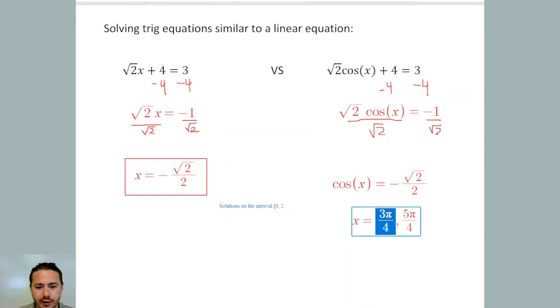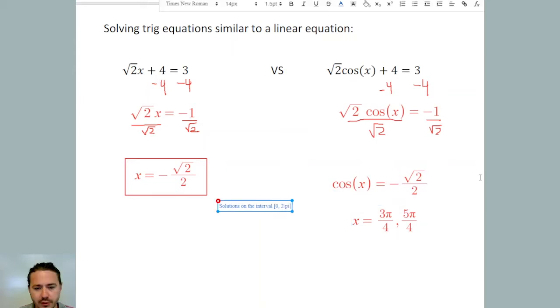Steal this little pi over here. I don't know if it's going to let me do that from here. I might have to grab it elsewhere. Didn't like that, so it's all right. I got a pi around here somewhere. Let's try this over here. There we go. Okay, so solutions on the interval 0 to 2 pi. Can we make that a little bit bigger? Is it going to let us? There we go.